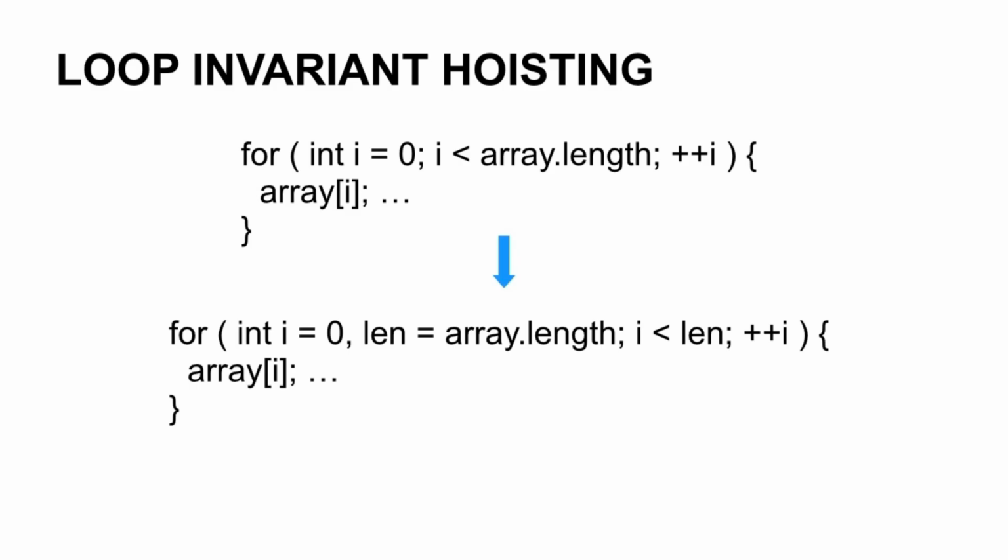It doesn't change over the duration of the loop. So perhaps we could optimize by pulling array length out into a local variable and then comparing against the local variable rather than having to reload the array length every time. Let's see if that does improve performance.